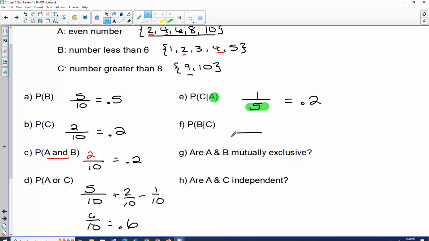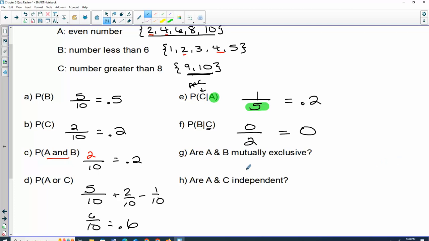So the first one, the top has to be A and C. The bottom is just A. So like here, the probability of B given C: how many of them are in C? And then B if you know you're in C. So I know my number is either 9 or 10. How many of those are in B? 0. Yep. We can have 0 on top, but you can't divide by 0.